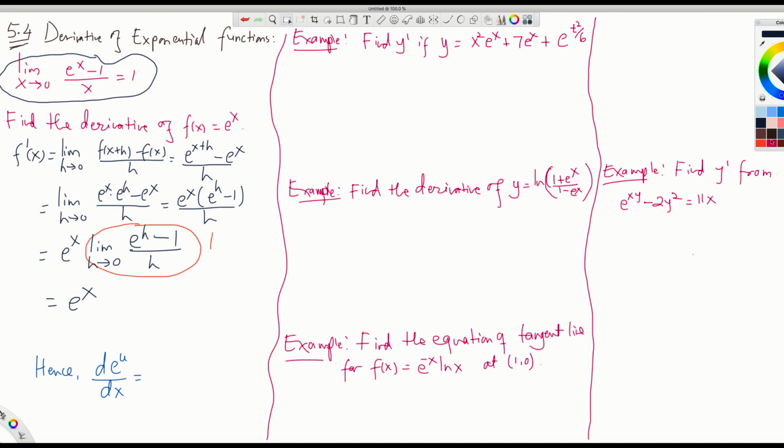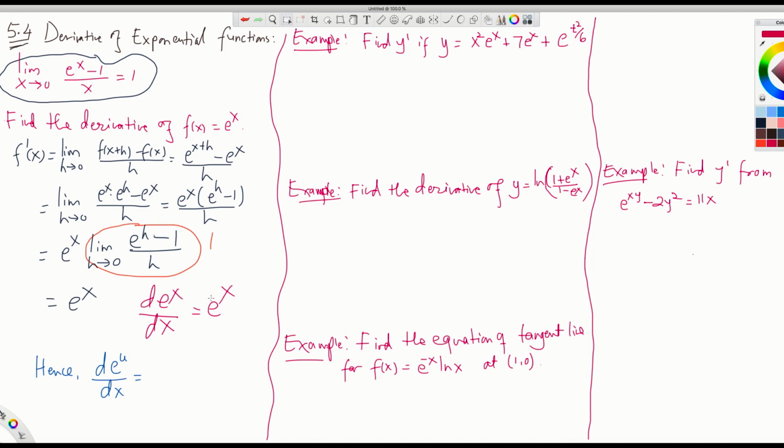So you can write this as: the derivative of e to the x with respect to x is equal to e to the x. You see that they match. When the exponent and the variable we differentiate with respect to match, then the derivative is e to the x.